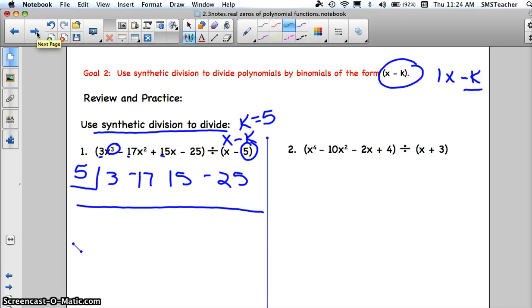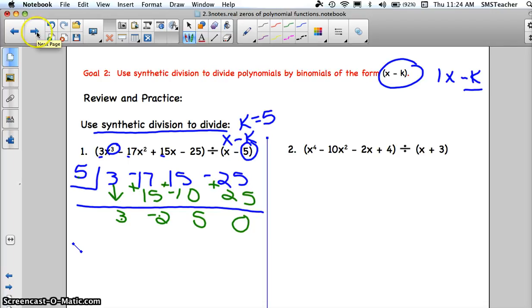With synthetic division, we begin by bringing down the first coefficient, and then we multiply. 3 times 5 is 15, and then we add the two terms. Negative 17 plus 15 is negative 2. And then we multiply. Negative 2 times 5 is negative 10. And we add. 15 plus negative 10 is 5. We multiply. 5 times 5 is 25. And then we add and get 0.